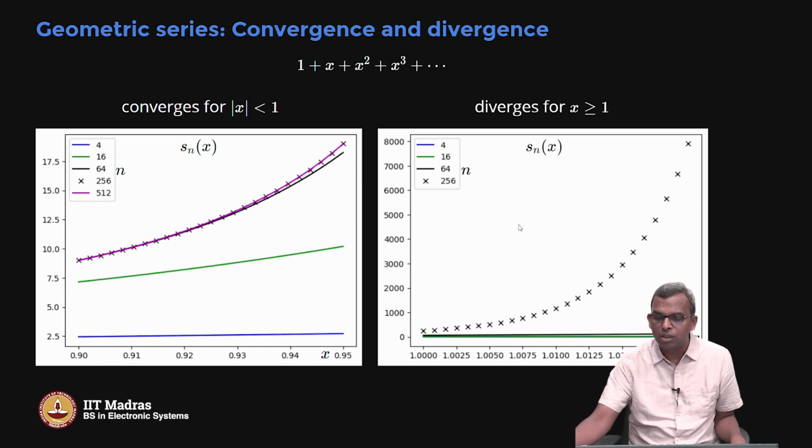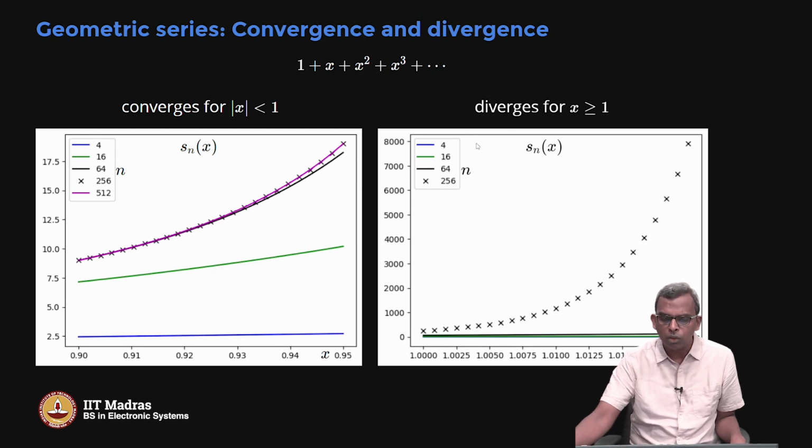Okay, so we know this is also true for the geometric series, right? So it does not converge to 1 by 1 minus x for x greater than 1, right? For x equal to 1, it just goes 1 plus 1 plus 1 plus 1, it diverges, and for x greater than 1, it diverges even faster, as you can see in this picture.